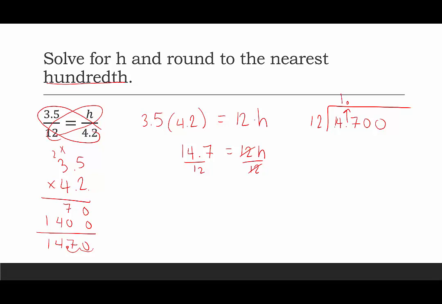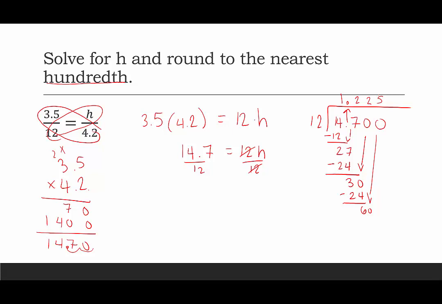12 goes into 14 one time. 14 minus 12 is 2. Bring down the 7. 12 goes into 27 2 times. 12 times 2 is 24. We're going to subtract. 27 minus 24 is 3. Bring down the 0. 12 goes into 30 twice, and 2 times 12 is 24. 30 minus 24 is 6. Bring down the 0. 12 goes into 60, actually goes exactly 5 times.